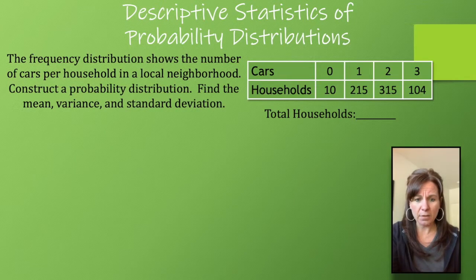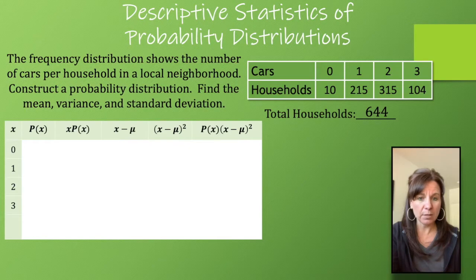So if we add all those households together, we know that we're dealing with 644. Now we're going to use a table similar to what we did before to find the mean, variance, and standard deviation of this probability distribution. So first thing we need to do is find the probability of each random variable.